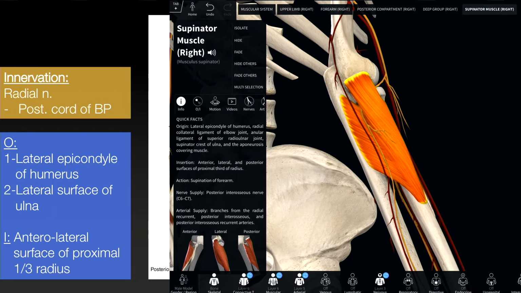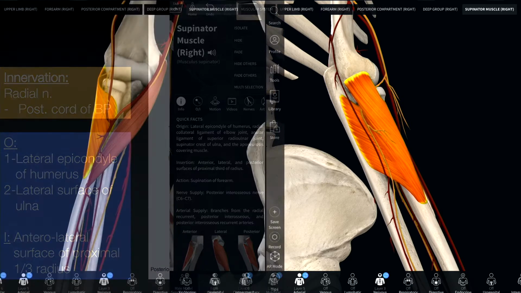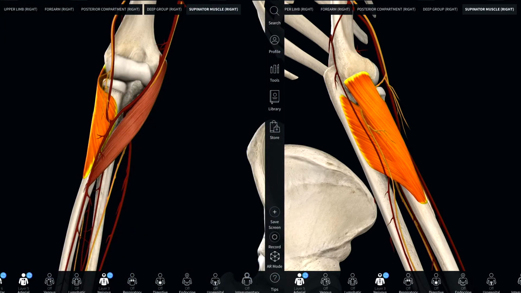Wrapping all the way around the outside of the forearm, around the outside of the radius, which is shown here. It inserts on the anterior and lateral surface of the radius, all the way around the outside. So you can imagine when those two points are drawn together in contraction, that opens up the forearm. And those are the muscles that we are going to focus on that supinate and pronate the forearms.